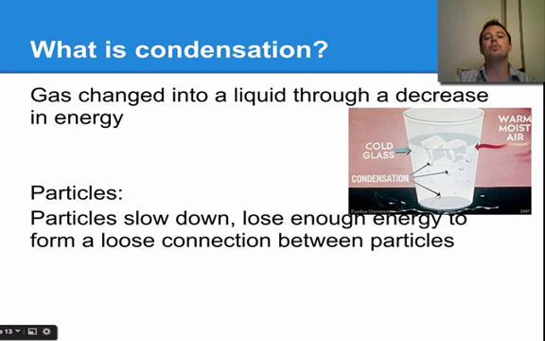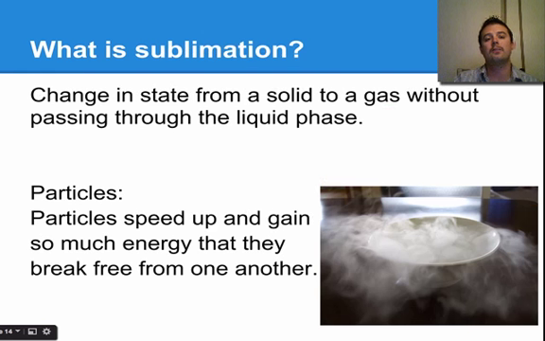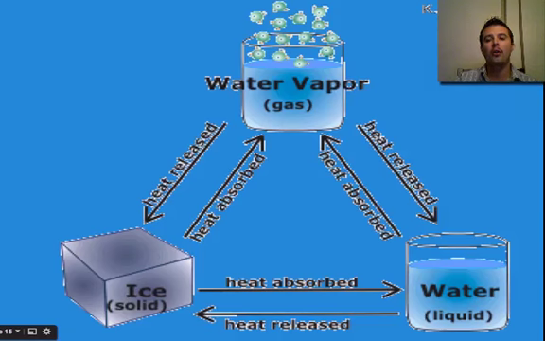Condensation is what happens when a gas changes into a liquid, and this happens because of a decrease in energy. Particles slow down, lose enough energy to form those loose connections. Sublimation is an exciting process. You've seen it in dry ice. You can see it there in that picture. When you go from a solid straight to a gas because so much energy has been added that you skip the liquid phase altogether. The particles speed up, gain so much energy that they break free from one another.